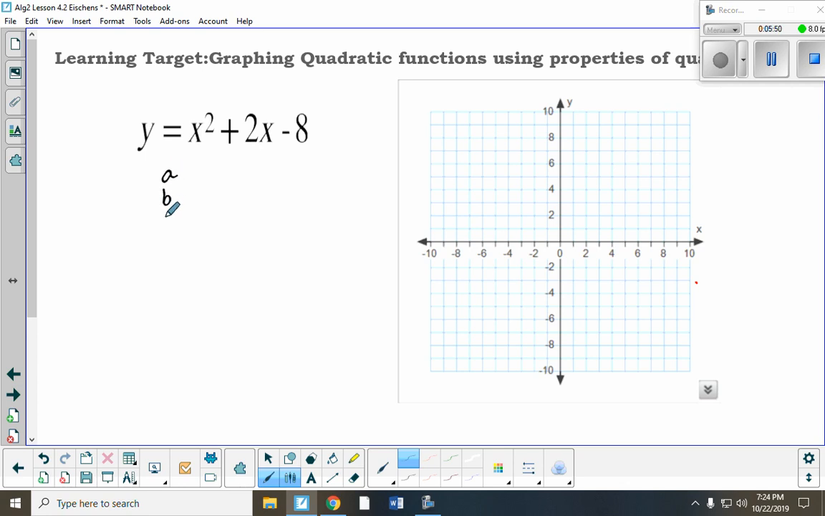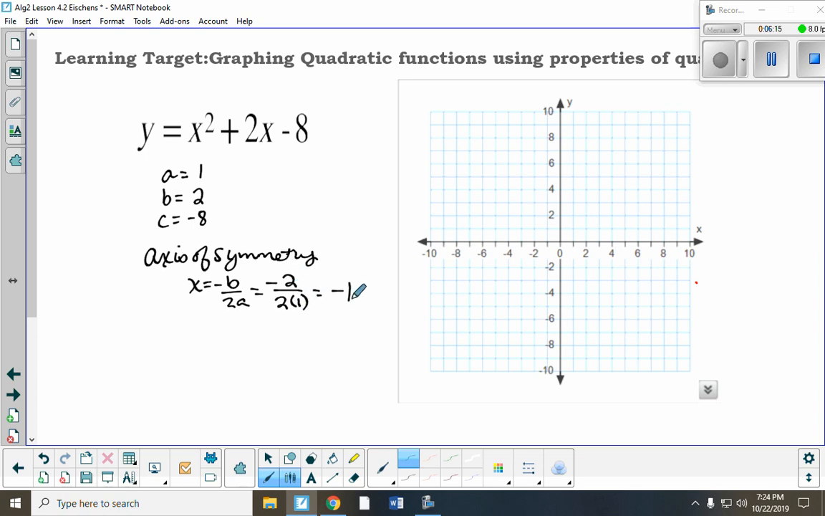First, write down A, B, C: 1, 2, -8. Now we need to find the axis of symmetry, and that is x equals -b over 2a. So it would be -2 over 2 times 1. So -2 over 2, that would be -1. So we'll draw a line at x equals -1. There's your axis of symmetry.